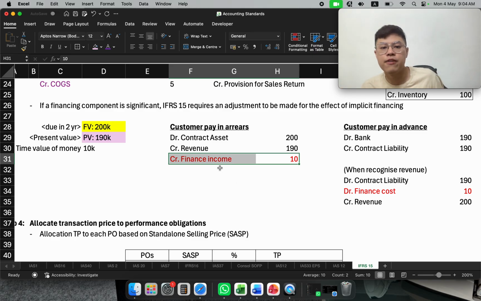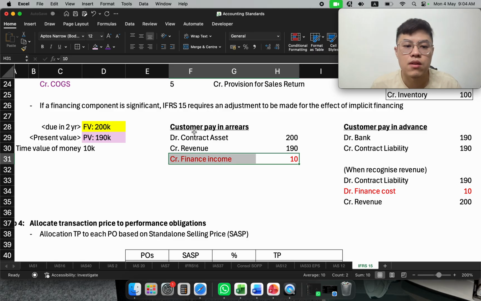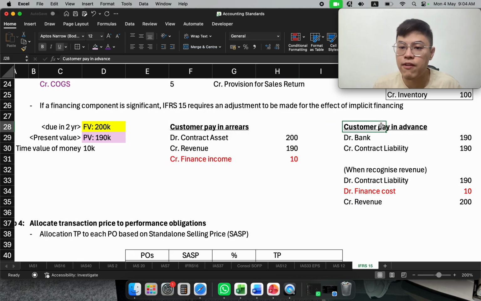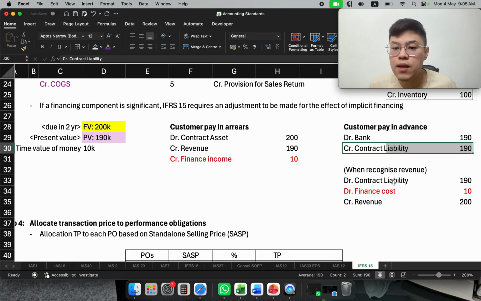So this is what IFRS 15 says. You cannot record it all as revenue because this arrangement consists of a financing arrangement. Or if it is a payment in advance, meaning the customer pays now at 190 in present value terms, you debit bank, credit contract liability. So 2 years later, when you actually perform your revenue already, you will need to debit your contract liability. There is an unwinding interest.